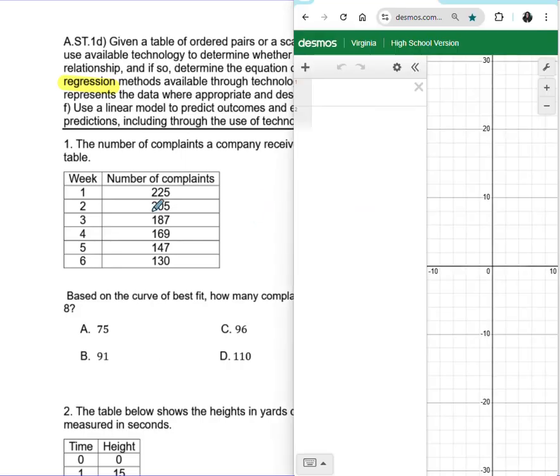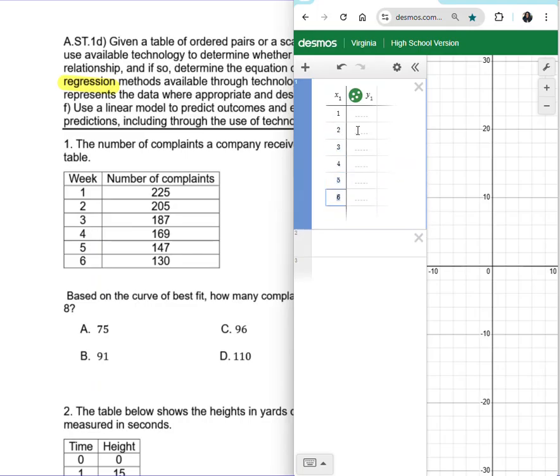Whenever you see a table in your question, just plug it in Desmos. To do that, we're going to press the plus button and then just plug in the values. Make sure that the x and y coordinates match, so one has to go to 225 and so on. Make sure that you enter them in accurately. Once you plug them in, you can then tell Desmos to write an equation.